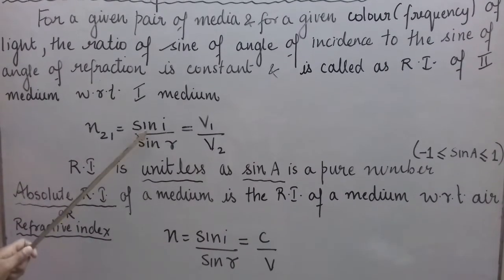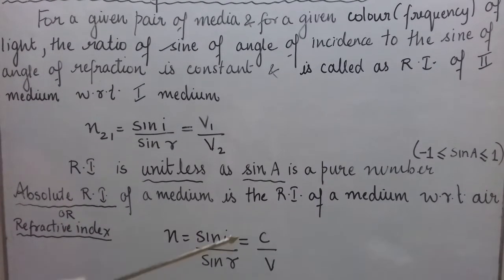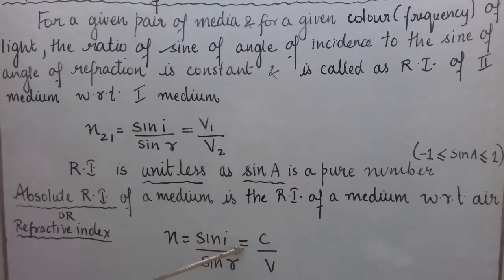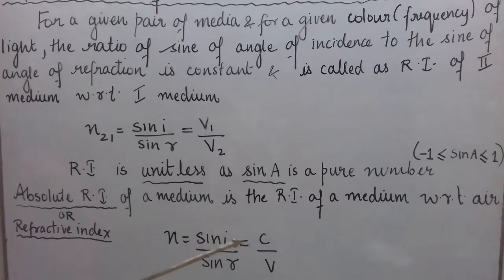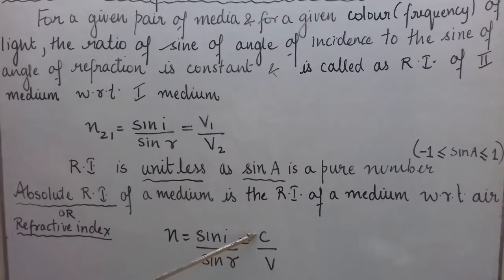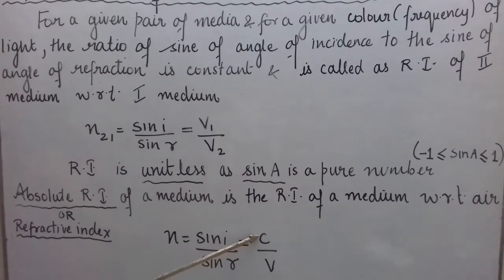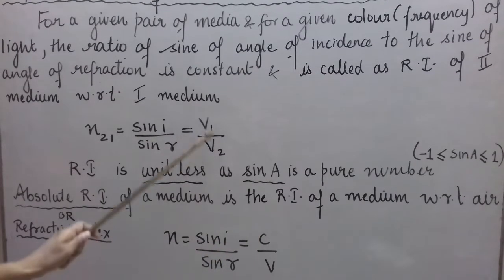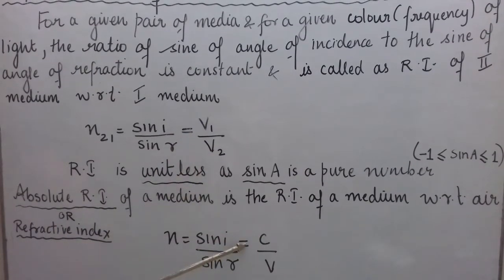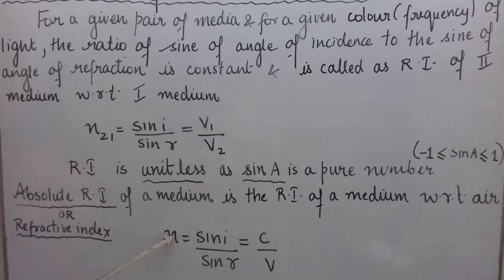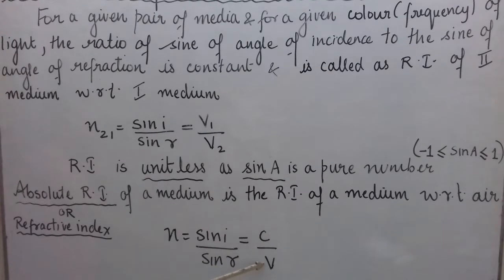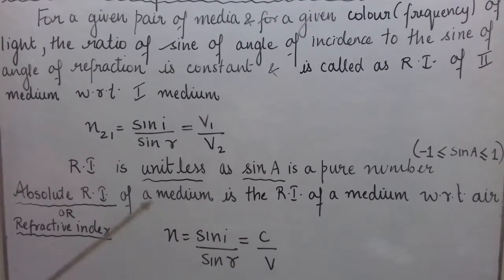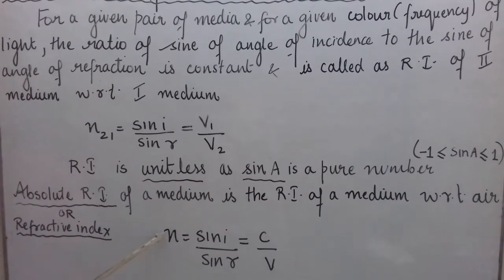This is equal to sin i upon sin r, same as before, but the first medium is now air. We know that the first medium is air, and the speed of light in air is represented by the small letter c, whose value is 3 into 10 raised to 8 meter per second. So in this case, instead of using v1 upon v2, I'll simply write c upon v. So n is equal to c upon v, where c is the speed of light in vacuum and v is the speed of light in that medium, about whose refractive index we are talking now.